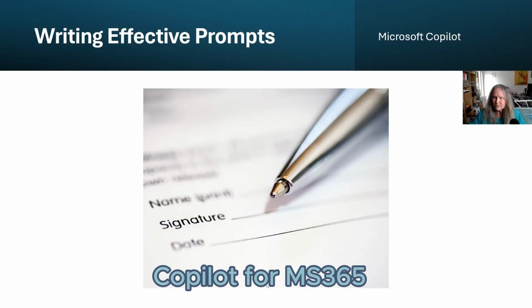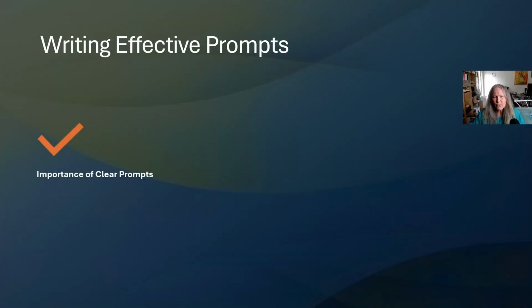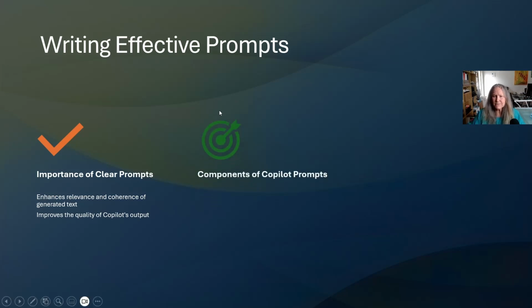Let's have a look. When it comes to writing prompts, clarity is of utmost importance. The clearer you are with your prompts, the more likely you're going to get a relevant and coherent response from Copilot. The clearer you are, the better the quality of the output that Copilot gives you back. So keep clarity in mind. The other thing to keep in mind are the components that make up a good Copilot prompt, and there's 4 of them.